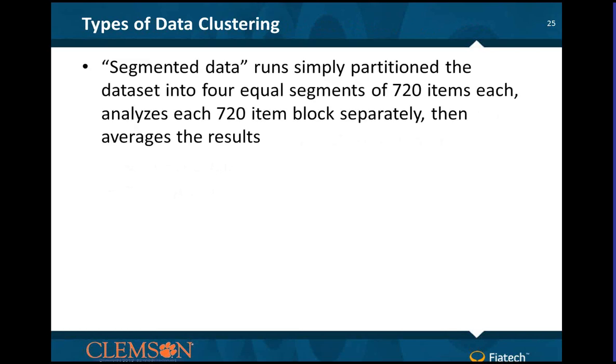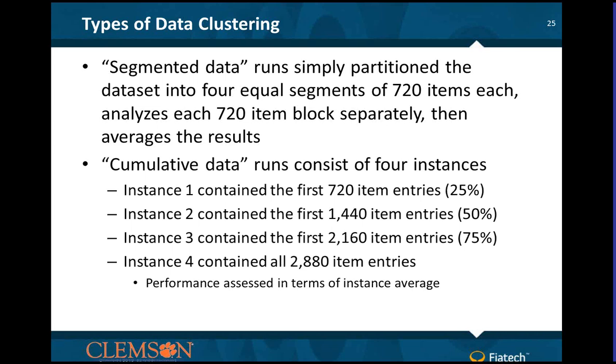So these two types of clustering we call segmented, where we basically take these 2,800 records and we split them into 4 equal parts. So each part is 720 items. We look at each 720 items separately, and then we average the results together to say what our predictive strength is. Our cumulative approach looks at basically the first quarter of the data, then we look at the first half of the data, then we look at the first 3 quarters of the data, and then finally we look at all of the data. So we take different chunks or pieces of the information, and then we look at our average ability to predict it across the variety of types of data.